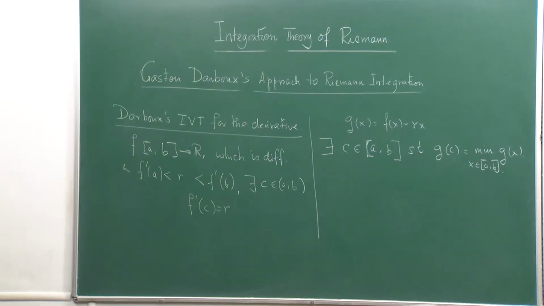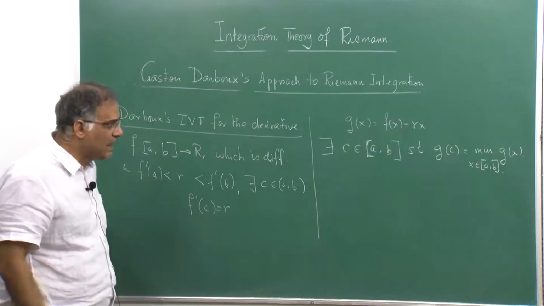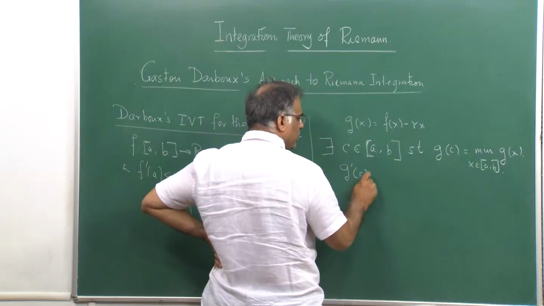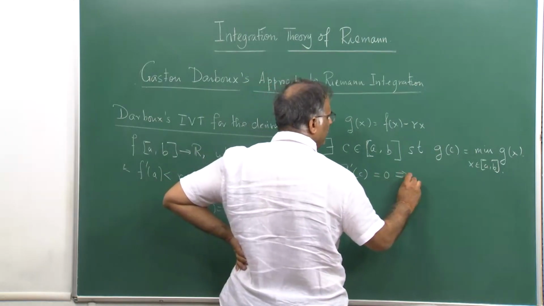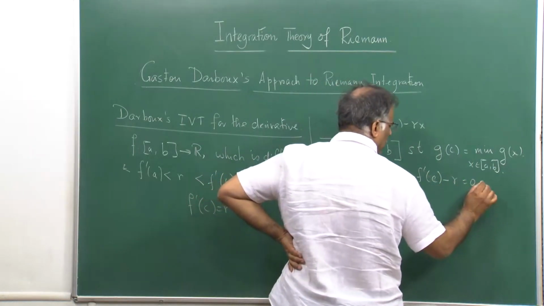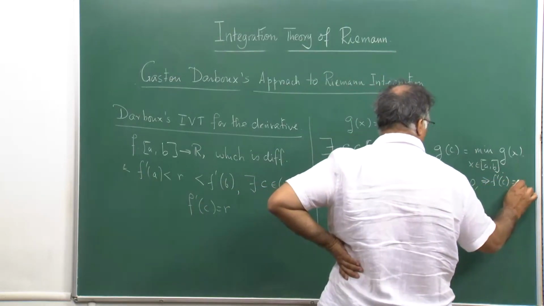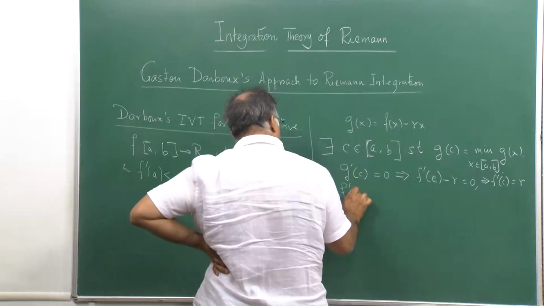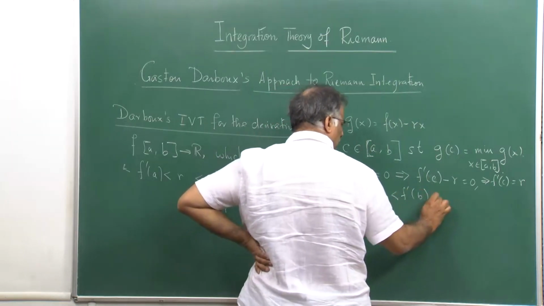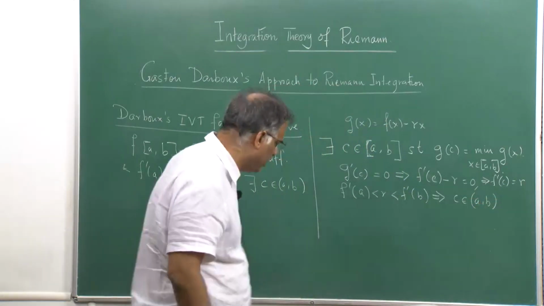Now, what's happening is that you know that g'(c), because it is differentiable, is 0. So that would immediately imply f'(c) - r is equal to 0, which will immediately imply that f'(c) is equal to r. And you know that f'(a) is strictly less than r and f'(b) is strictly greater than r. So that would immediately imply that c must be in (a, b), and that is the proof of Darboux's intermediate value theorem.